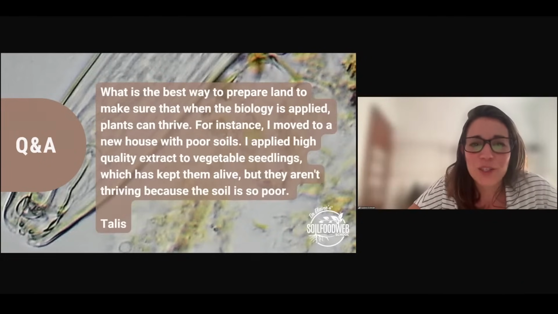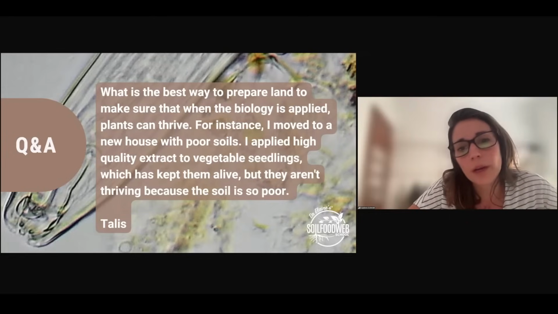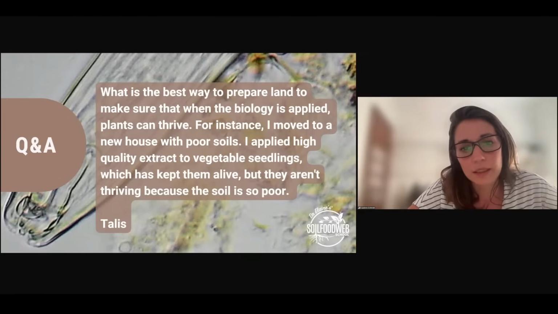All right, next question is, what is the best way to prepare land to make sure that when the biology is applied, plants can thrive? For instance, I moved to a new house with poor soils. I applied high-quality extracts to vegetable seedlings, which has kept them alive, but they weren't thriving because the soil is so poor.